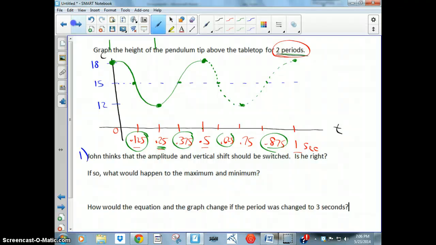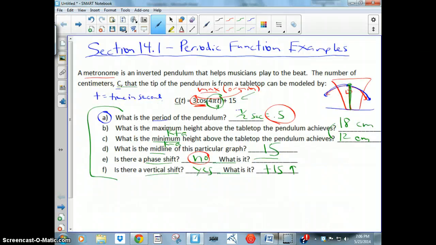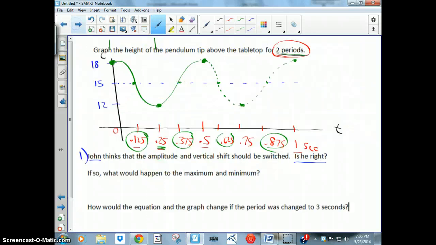Question number 1. John thinks that the amplitude and vertical shift should be switched. Could he be right? Well, I'm going to go back to my equation. If we're going to shift the amplitude and the vertical shift, I would flip those 2 numbers around. Now let's see if I can get that new equation right. It would be 15 cosine 4 pi t, and then it'd be plus 3. Okay, well, could he be right? Well, question number 2 will help us answer that.